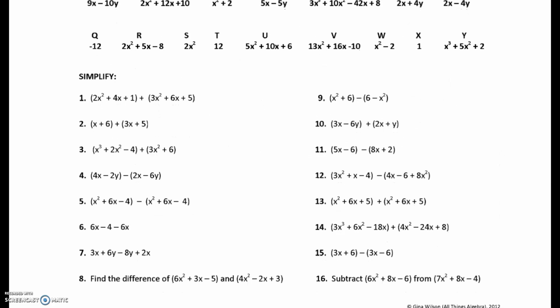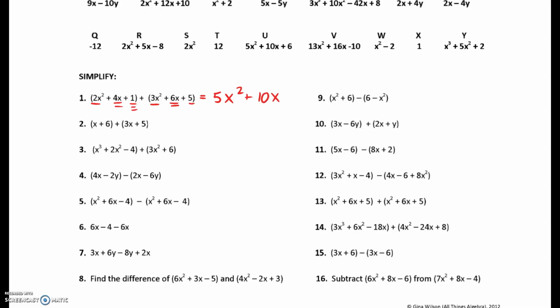So when you look at numbers 1 to 16, you are either going to add or subtract the polynomials that are given and then find the matching answer underneath the letters above. So for number 1, you notice there's an addition sign here. You are going to add 2x squared with 3x squared, and that will give us 5x squared. Add 4x with 6x, you will get a positive 10x.